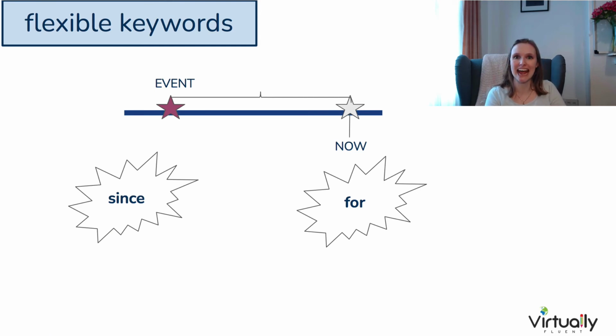These are since and for. Now, both of these have exactly the same definition. What we do is refer to a very specific period of time or a very specific date, and we compare that to right now. Perhaps this event will continue into the future. The only difference is the type of word that follows immediately after these keywords.